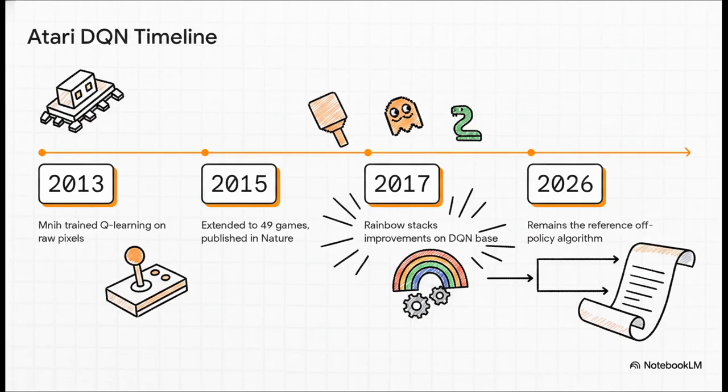This was huge. It was the very first time a single architecture, using a single set of hyperparameters, solved dozens of control problems straight from the screen. That spark led to continuous innovation, like the 2017 Rainbow improvements, ultimately solidifying it as the foundational reference blueprint we're still studying today in 2026.